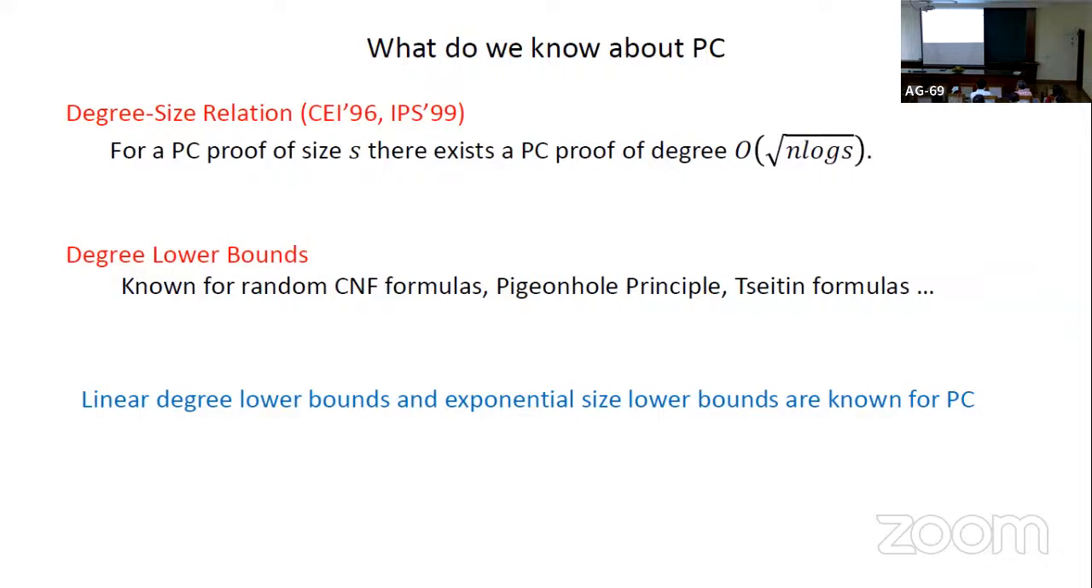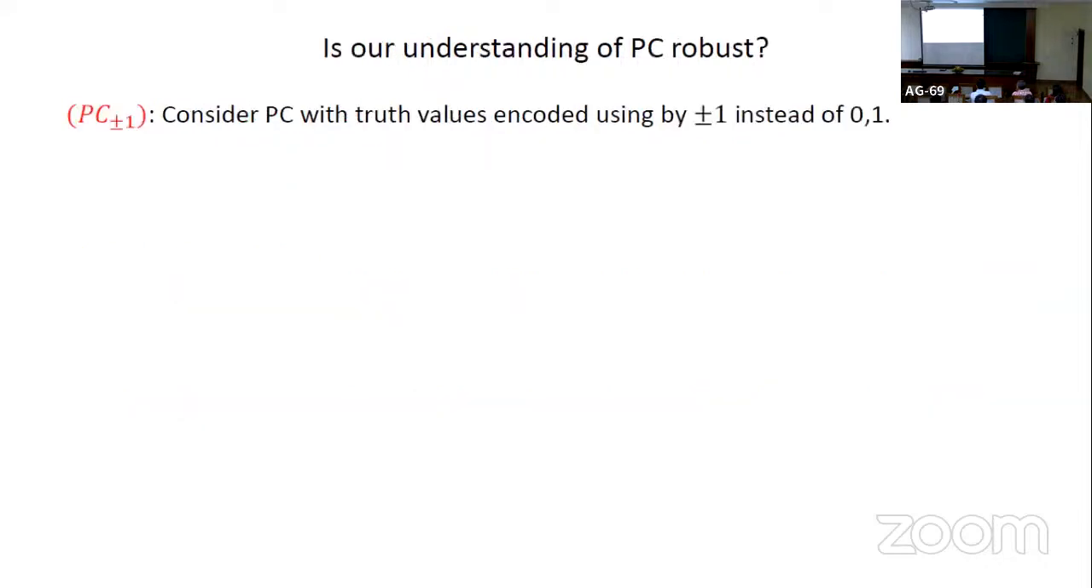So it seems we have a very good understanding of PC. But I want to say that our understanding is not robust. Okay? Just slight variations to PC, and we don't know how to prove lower bounds. So let me give you one example. Consider PC where truth values are now encoded using plus minus 1 instead of 0, 1. Okay? So truth is encoded by -1, false is encoded by +1. And in this setting, we didn't know how to prove lower bounds until very recently.